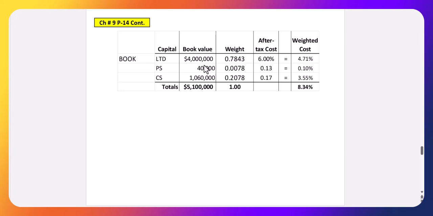And that's how we determine our weights. We add up all the dollar values within our capital structure, long-term debt, preferred stock, common stock, and we get a total of 5,100,000, and then we just divide each of the elements in the capital structure by 5,100,000 to derive our weights. Next, we take our weights and multiply by the after-tax cost, and we see that long-term debt is 6%, preferred stock is 13%, and common stock is 17%. When we multiply across, then add down, because we add all our weighted costs, our weighted average cost of capital for the book value would be 8.34%.